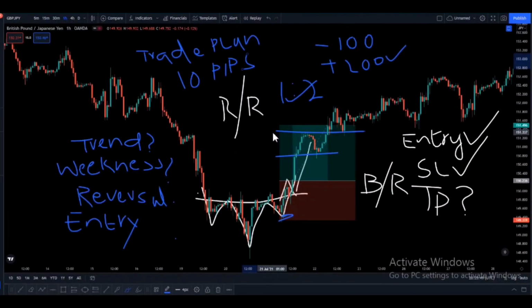So yeah, I hope you guys understand the basics of price action. We'll talk about some more price action techniques and structures in upcoming videos.